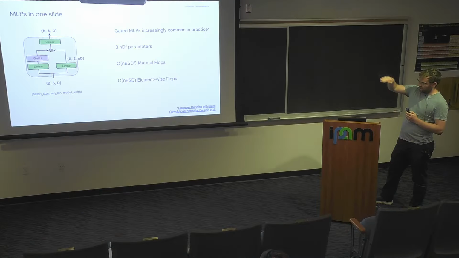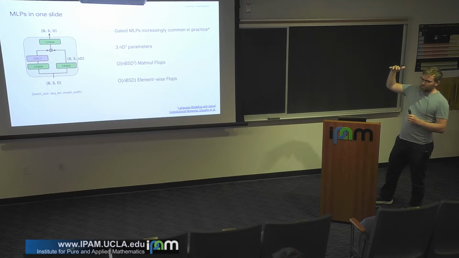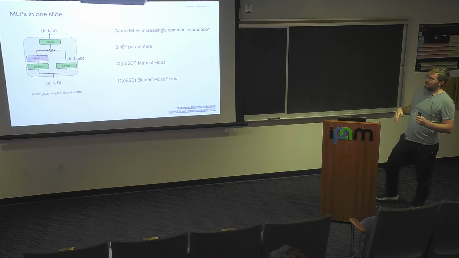I also included the size of the tensor that's going through the layer. We have an input of batch size times sequence length times hidden dimension. When we go through these first two linear layers, we typically expand it to some larger dimension nD. And then we have a final linear layer that recontracts back to the original shape.